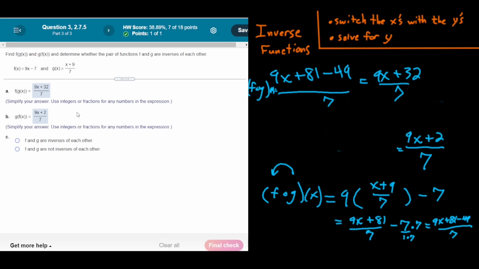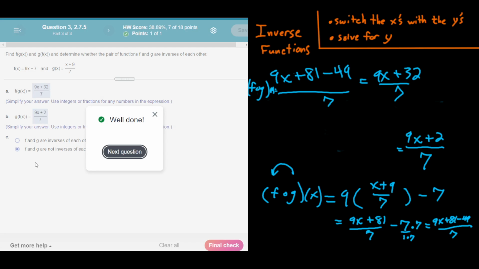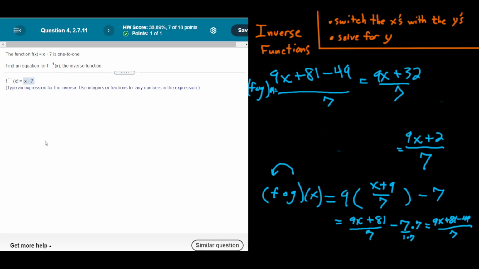All right, nice work. Now, we didn't get a regular x like we did in the last question, right? So because we didn't get a regular x, these are not inverses of each other. And that's all there is to it. If it doesn't give you an x, it's not an inverse. All right, let's go ahead and do this one.